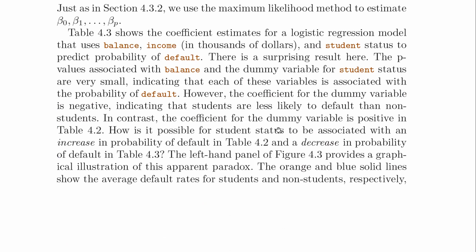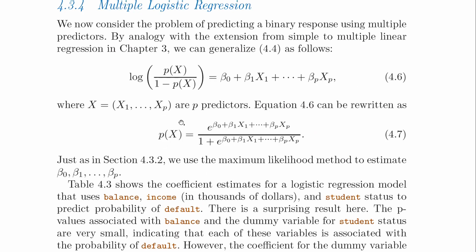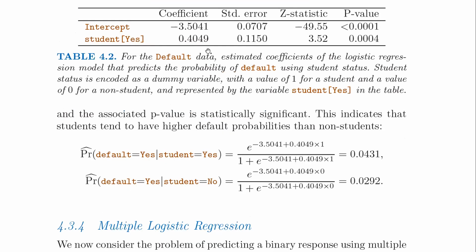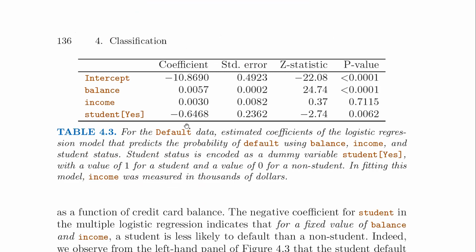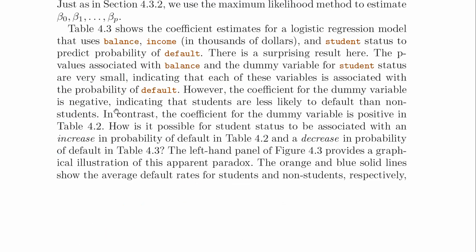In contrast, the coefficient for the dummy variable is positive in table 4.2, which is what we had over here. I'm kind of going from one page to another. This is a positive coefficient for student. This is negative. If I had to guess, we're probably going to put more trust in the negative. This might be totally off, but given that it's multiple linear regression. Let's see. How is it possible for student status to be associated with an increase in probability of default in table 4.2 and a decrease in probability of default in table 4.3?